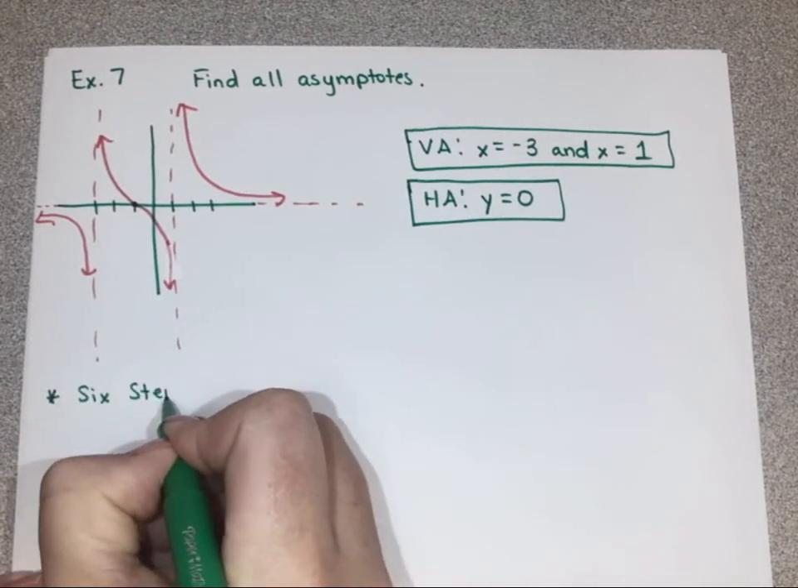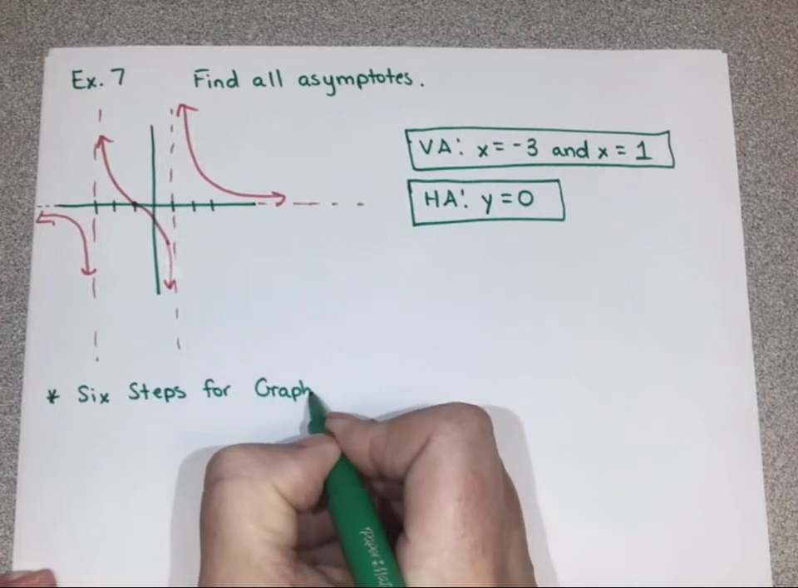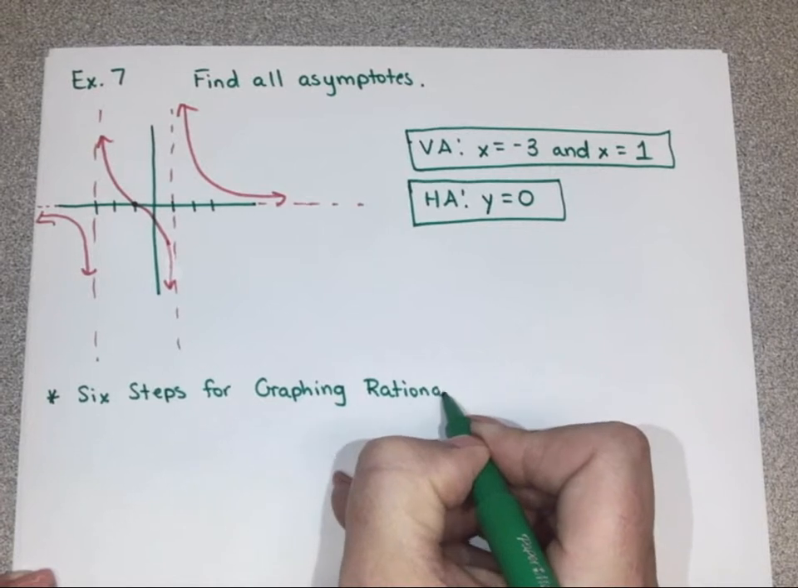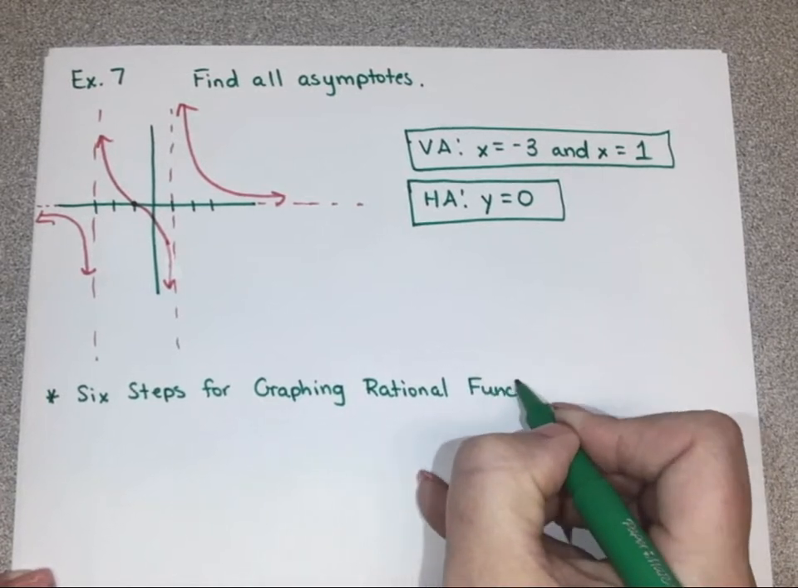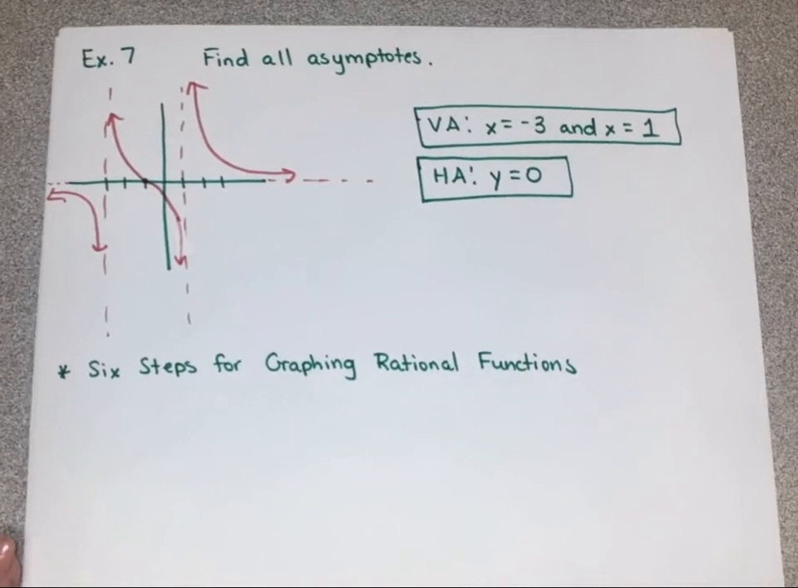So there are 6 steps for graphing rational functions. I'm going to walk you through them, but a lot of them we already know how to do because we've done them with other types of functions before. Just know that on your homework, it's going to walk you through all these stages as well.